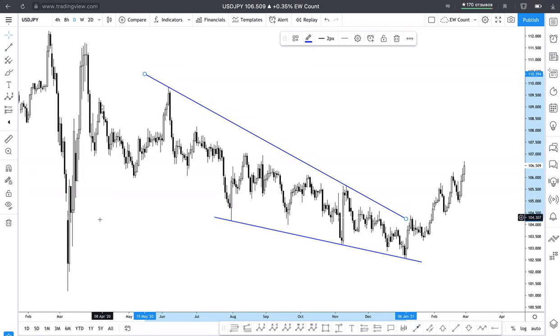So impulse, correction, and as you know, when correction ends, you can expect the next impulse into the same direction as main trend. So our main trend is bullish.